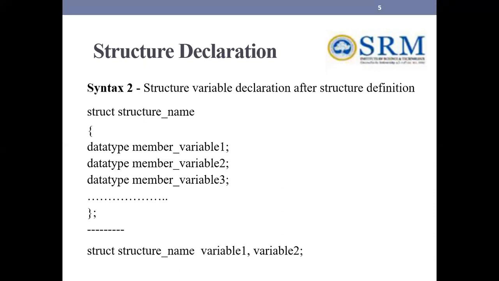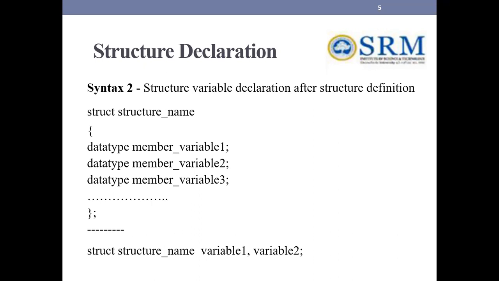And the second one is the same thing. Structure variables are declared after the definition. See here: struct, name, data type, member variable 1, 2, 3. Like that we can define. Close the curly brace and semicolon. Now we are not creating any structure variable. We just declared a structure.